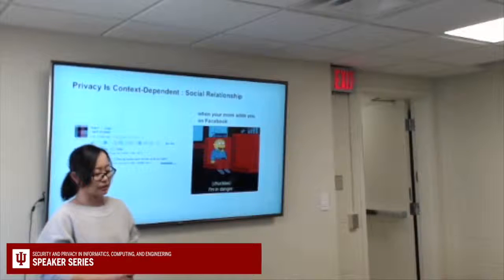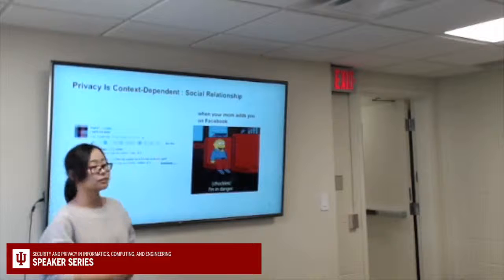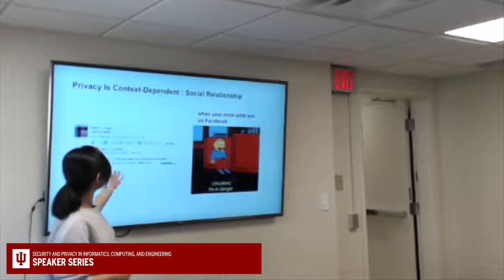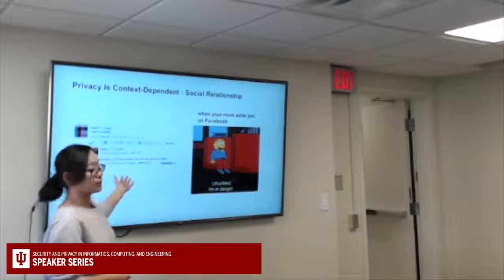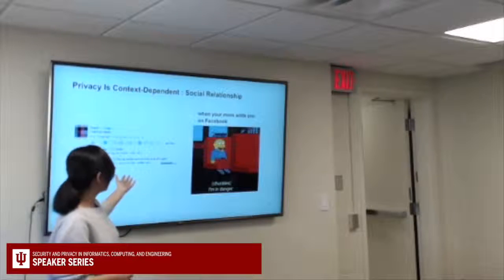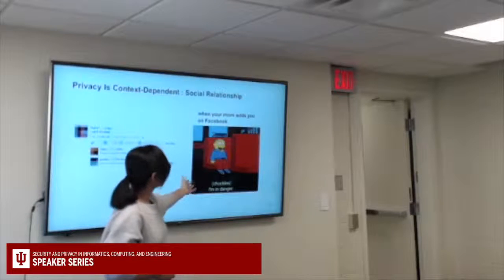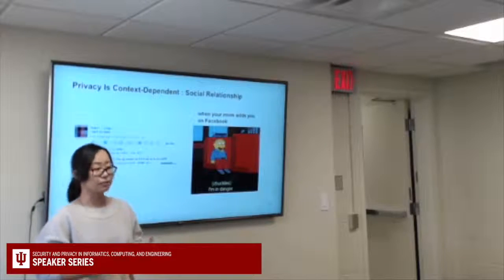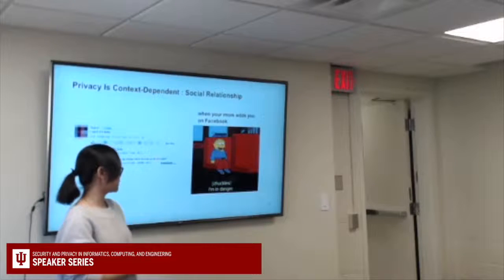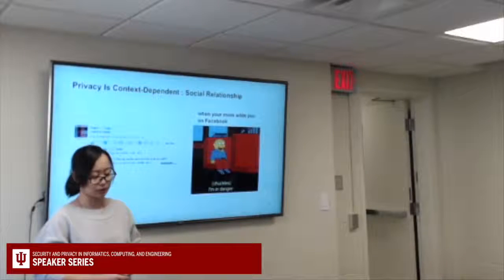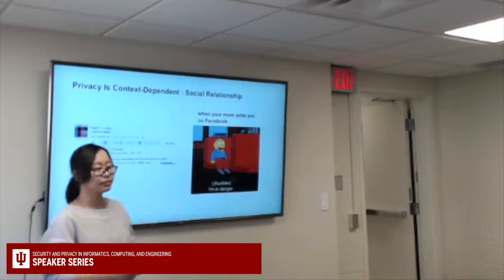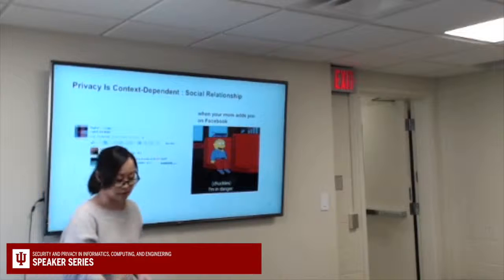And sometimes our information sharing depends on the type of social relationship that we are interacting with. For example, in this figure, we probably don't want to share that information with our boss, our employer. And in this figure, we probably don't want to share our Facebook information with our parents because we have different privacy preferences for these 2 types of social relationships. If we unexpectedly share some information with them, it may bring some unintended consequences.